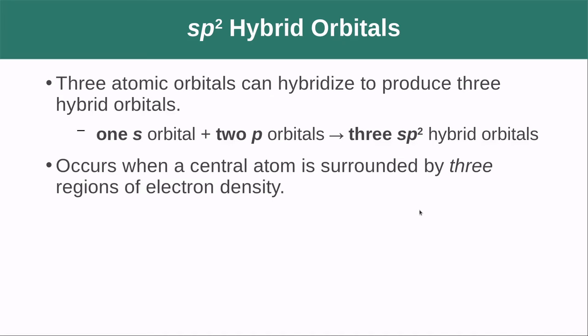We can have sp2 hybridized orbitals. This is when three atomic orbitals can hybridize to produce three hybrid orbitals of the sp2 type. This occurs when the central atom is surrounded by three regions of electron density.